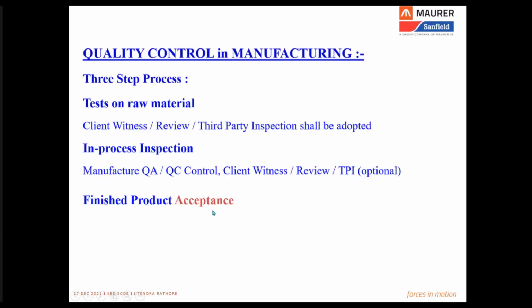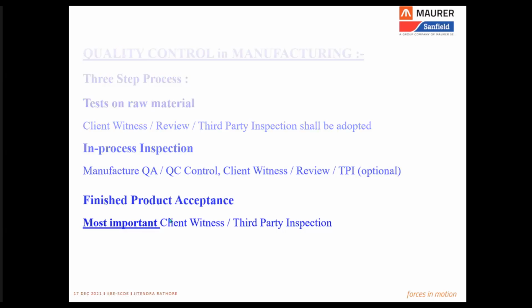We can divide them into 3 main groups. First is the test on raw material. Then we have in-process inspection, that is, what shall be inspected during the production process. And the last but not the least, in fact the most important, is the finished product testing criteria.